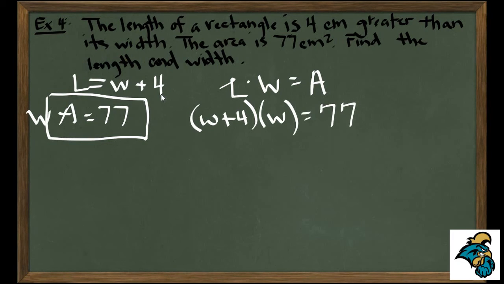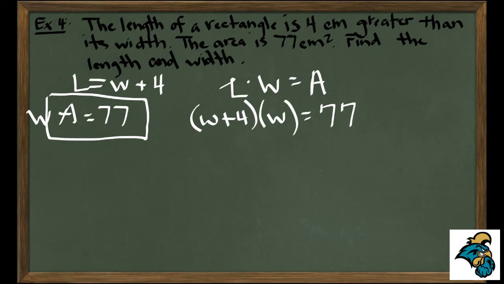In this problem, we can't use the square root method that we did in the last one, and we can't really do anything until we have it in the right form. Remember that correct form is ax squared plus bx plus c is equal to 0. Notice we have 77 on the right-hand side.